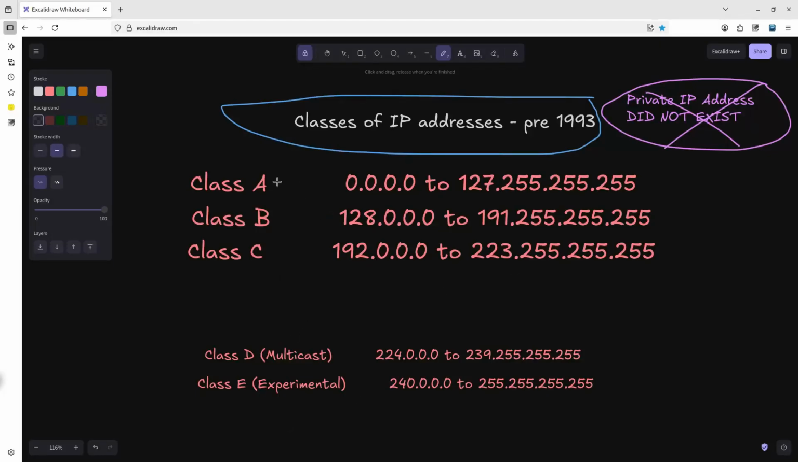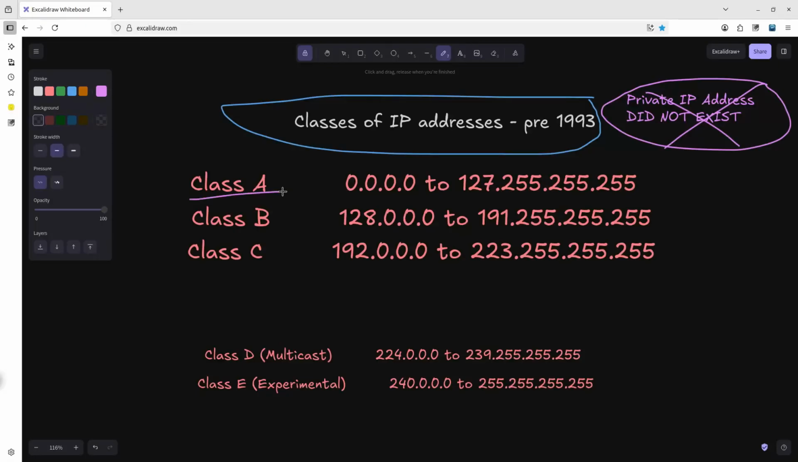So first we had class A, class B, class C, okay? Class A was 0.0.0.0 to 127.255.255.255. However, just to make a few things clear, 0.0.0.0 and 127.0.0.1 are either placeholder IP addresses or for loopback. What I'm talking about is strictly mathematical, okay?